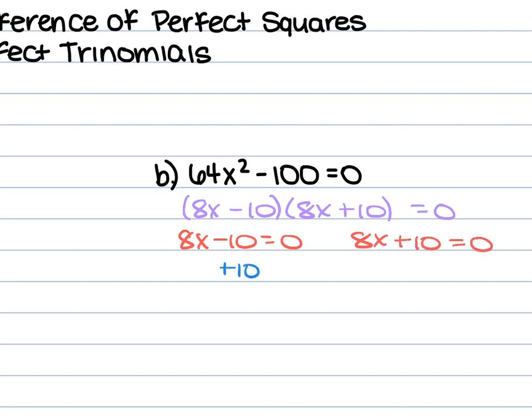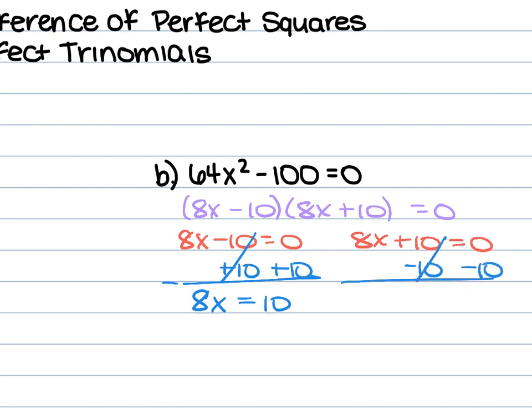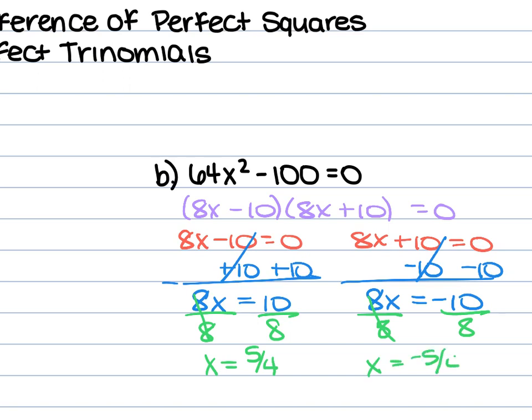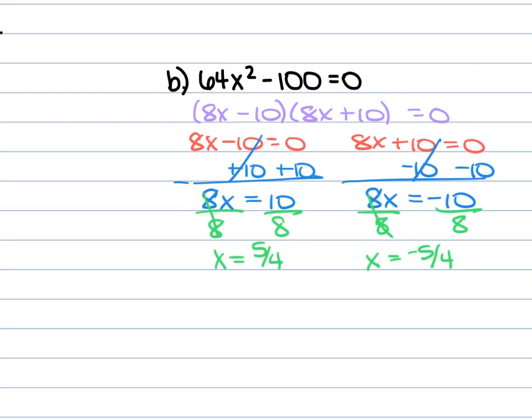Move your 10 over, add it to both sides. You can do this for this equation, or if you want to realize that you have to subtract the 10 from the other equation, you can rewrite that one at the same time to be 8x is equal to negative 10. Then you're going to divide by 8 on both of these equations, so x is going to be equal to 5 over 4, and x is equal to negative 5 over 4. So you can leave it like this, or you can rewrite it as x is equal to plus or minus 5 over 4.